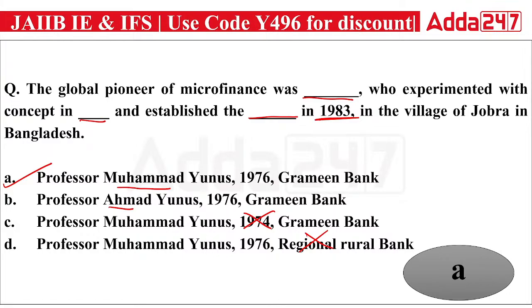If we will be providing money to them, they will definitely be providing returns to us. And on this basis, he has introduced the Grameen Bank concept in Bangladesh. Okay, so your right answer will be option A.